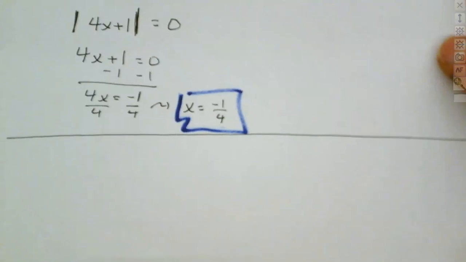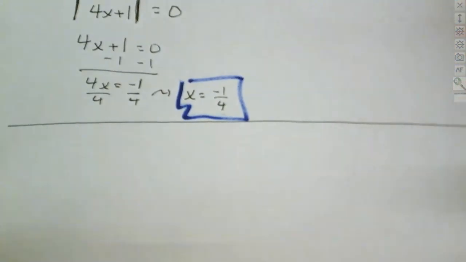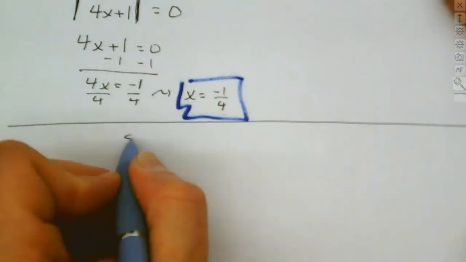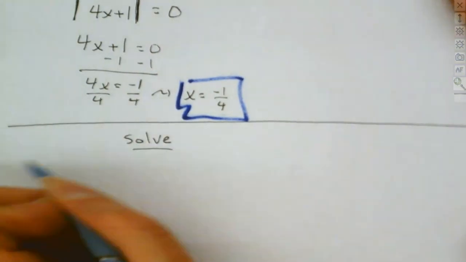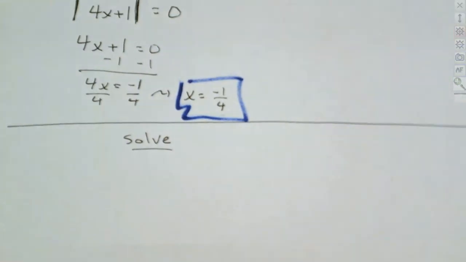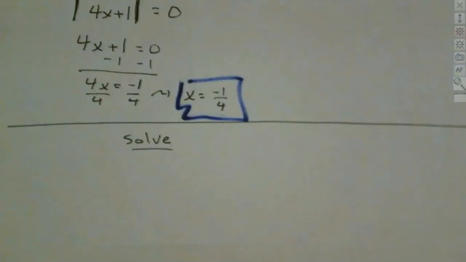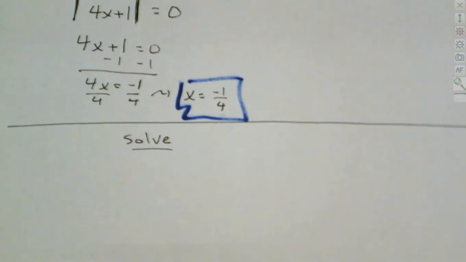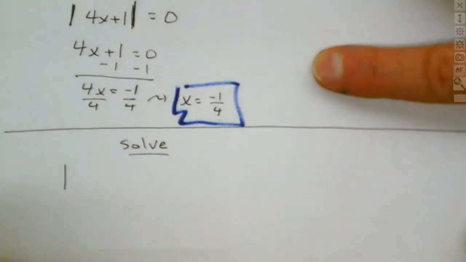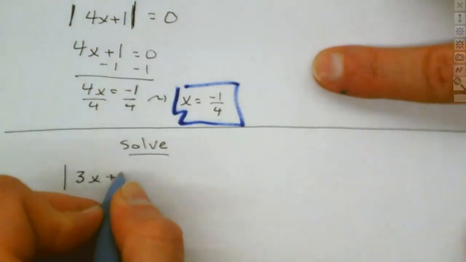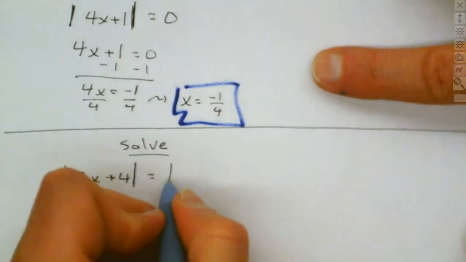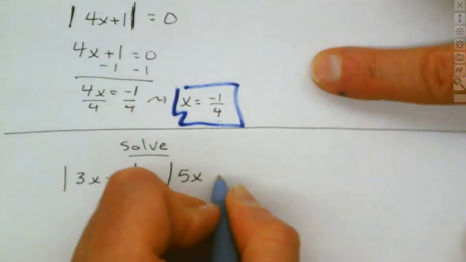And the last ones that we're going to look at are what happens when we have an absolute value equaling another absolute value. So I'll go ahead and pass out the sign-in sheet. And this will be our last question today. Make sure you sign the sign-in sheet. Now, this will be our last question for today. And we're going to solve now the absolute value of 3x plus 4 equals the absolute value of 5x minus 2.